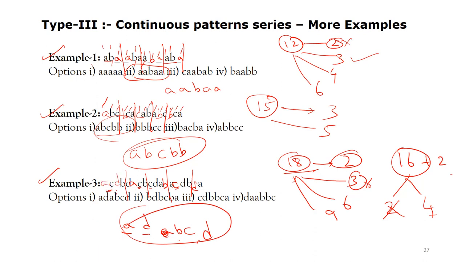So A, C, D, B, D, A, C, B, C, D, A, B, A, C, D, B. So A, C, D, B, A, C, D, B comes again. So it's a cyclic repetitive process. Again, it should start with D, A, C, B. Okay. So that is the answer.